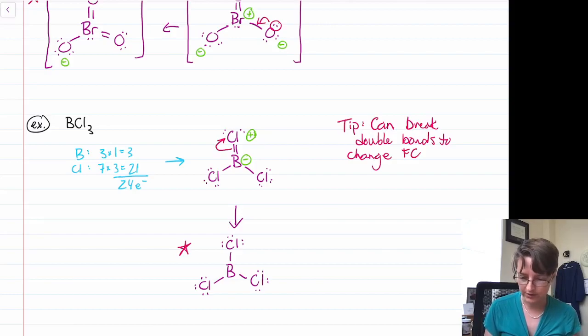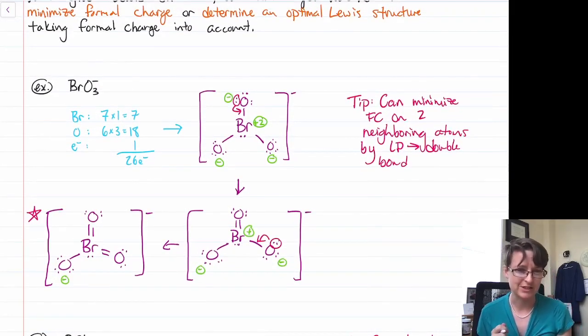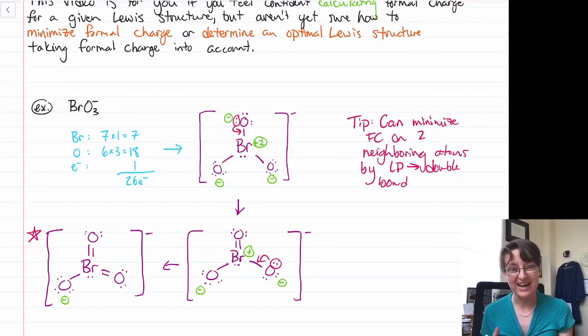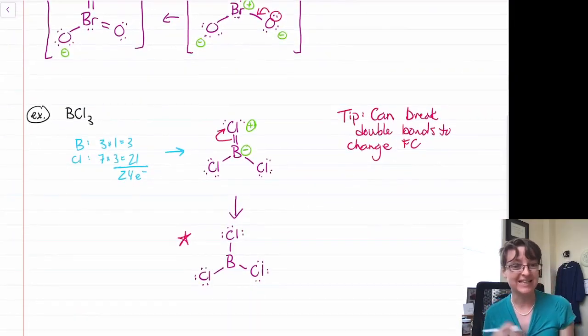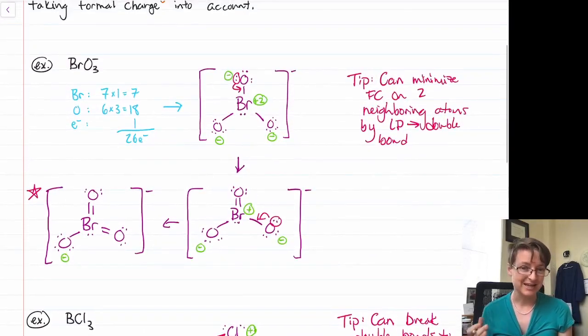So one last thing I want to point out before I end this video is that this gives a little bit more intuition to the fact where we expect to see exceptions to the octet rule. So last time in class, I got a lot of questions about, okay, I know bromine can have an expanded octet, but when will it have an expanded octet? And similarly, I know boron can have an incomplete octet, but when do I know that it will?